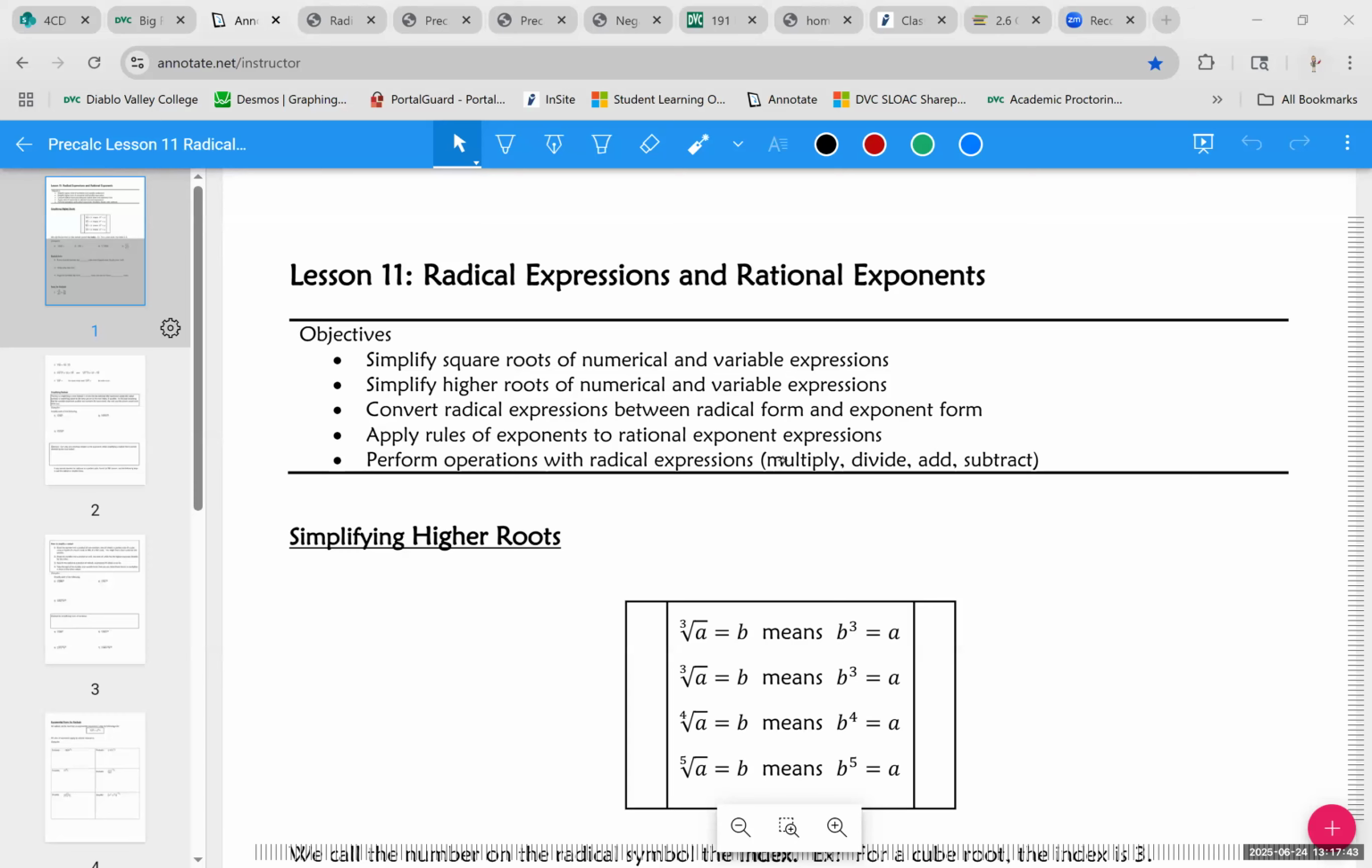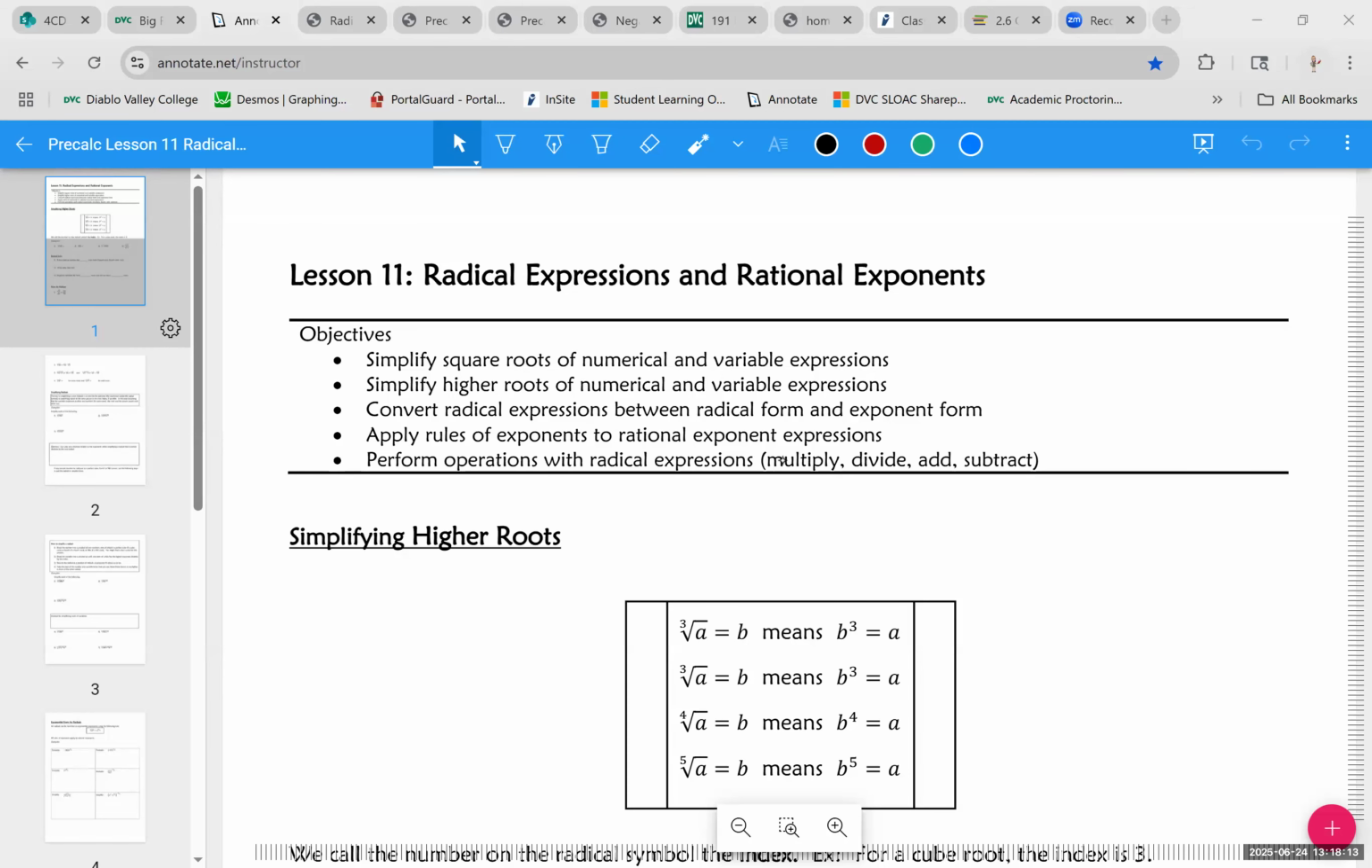Welcome to Lesson 11, Radical Expressions and Rational Exponents. In this lesson, we are going to build on the processes we use to simplify square roots, to simplify higher order roots, cube roots, fourth roots, etc. And then we're also going to talk about how radicals, square roots and cube roots, etc., can be written in exponent form and then work with that form.